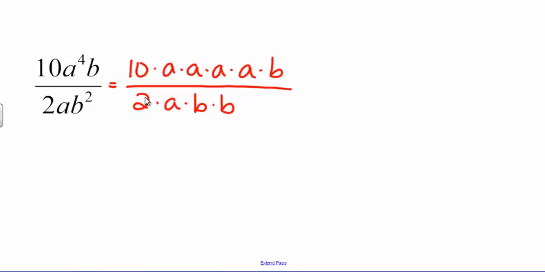Now we can start canceling things. So we know we can cancel our a's, and we can cancel our b values here because we have a b on top and a b on bottom. Now when we write our solution, the first thing we have to do is take the 10 divided by 2 and actually do that math. So 10 divided by 2 leaves us with 5. And then on top we have a to the third power left over. And on the bottom we have a b left over.